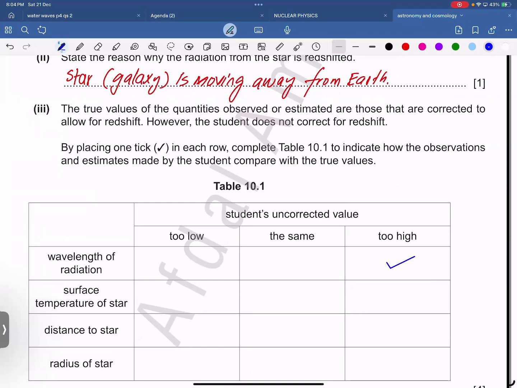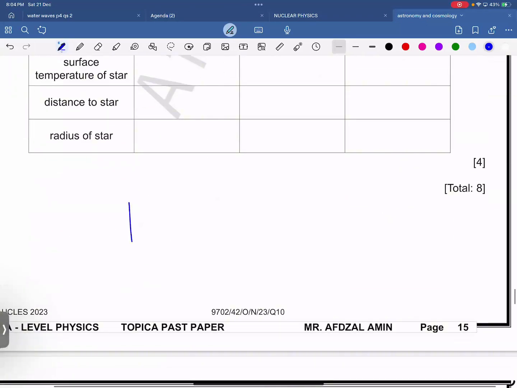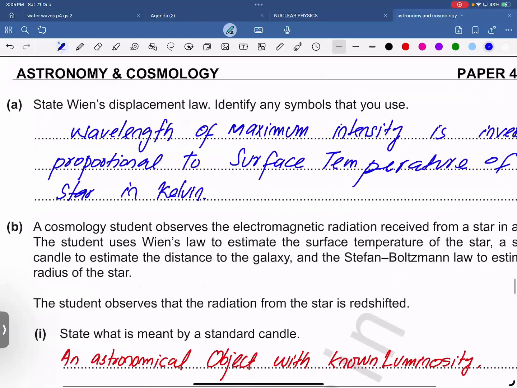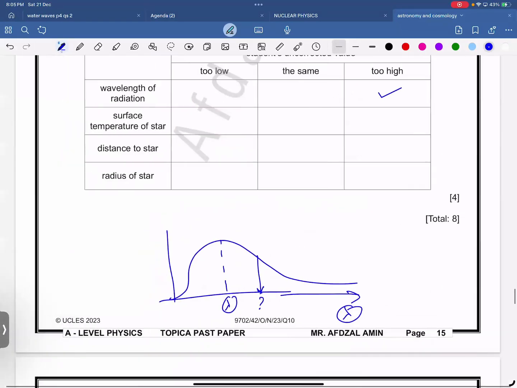Surface temperature, you already know. Wien's displacement law says what? The peak wavelength and surface temperature are inversely related. So surface temperature from the student's uncorrected data, what do you think? My dear students, on the wavelength graph, this is wavelength on the x-axis, yes? So instead of observing this wavelength, imagine you observed this wavelength. Temperature, more or less? Inversely, you already wrote at the top of the question. So, why more?